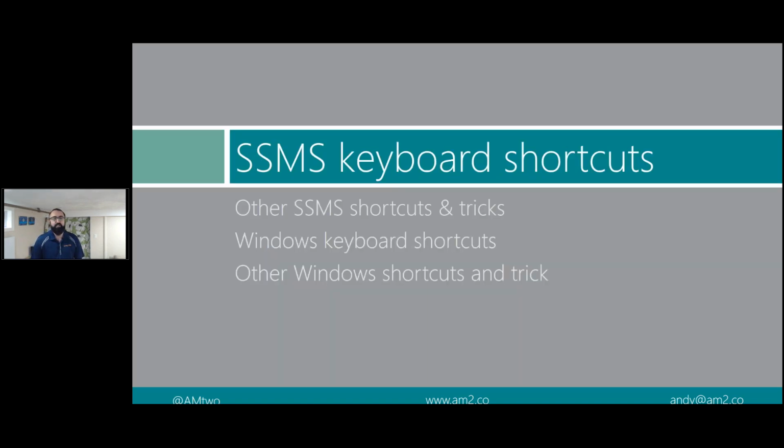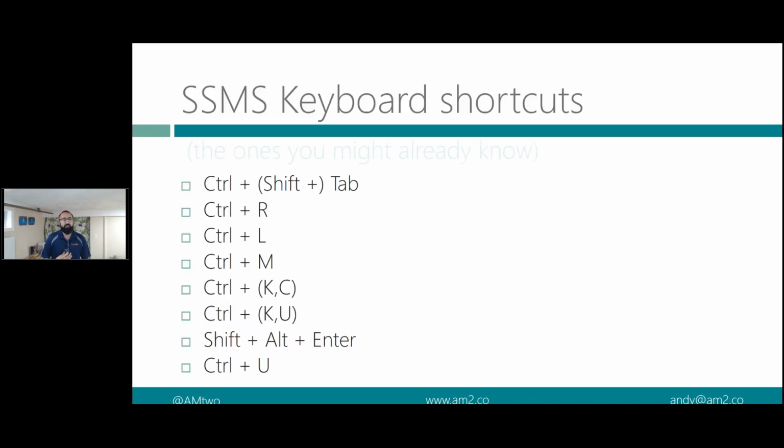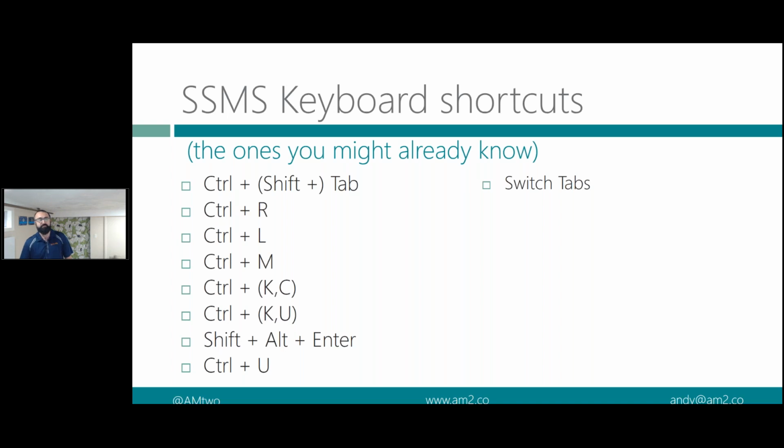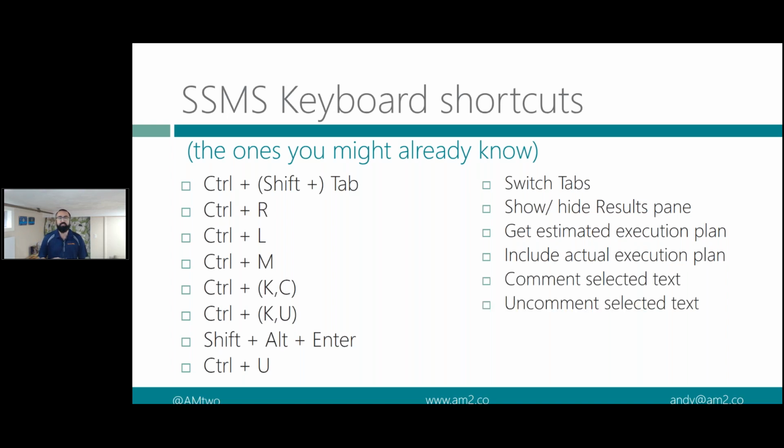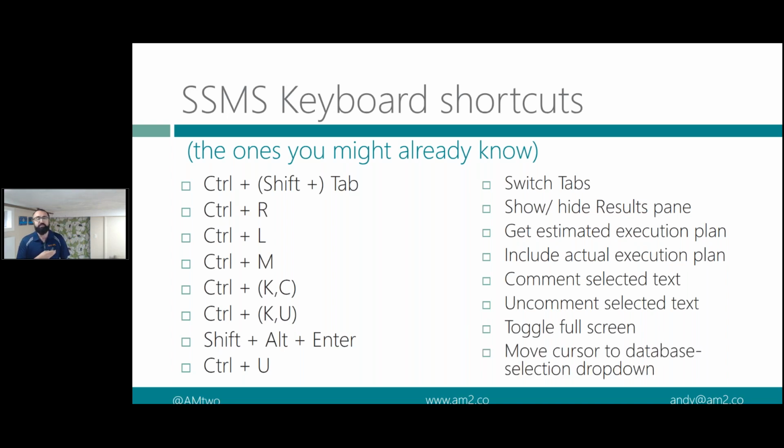So let's get to the meat. Let's start talking about some of those shortcuts. This list here is a lot that you probably already know. When I look at people interact with Management Studio, these are the keyboard shortcuts that I see them using. Control Tab to shift tabs, or Control Shift Tab to go backwards. Control R to show or hide the results pane. Control L to get an estimated execution plan. Control M to get the actual execution plan. Comment or uncomment text. Toggle to full screen view. And Control U to move you to the database selection dropdown.